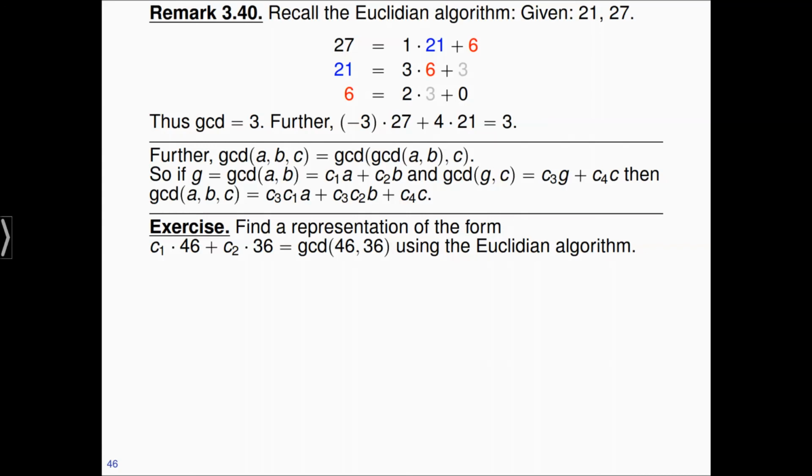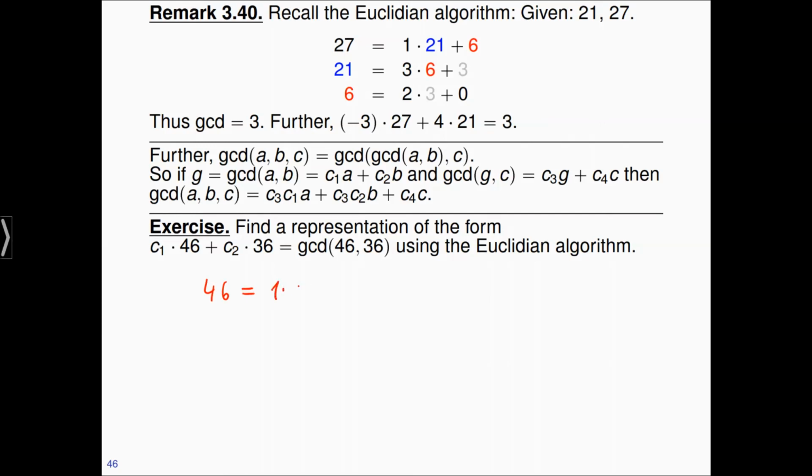Okay, so let's start with my solution. This is a really great chance to show my inability for concrete computations. So let's see when it gets embarrassing here in this computation. So first thing I have to do is to write 46 as a multiple of 36.